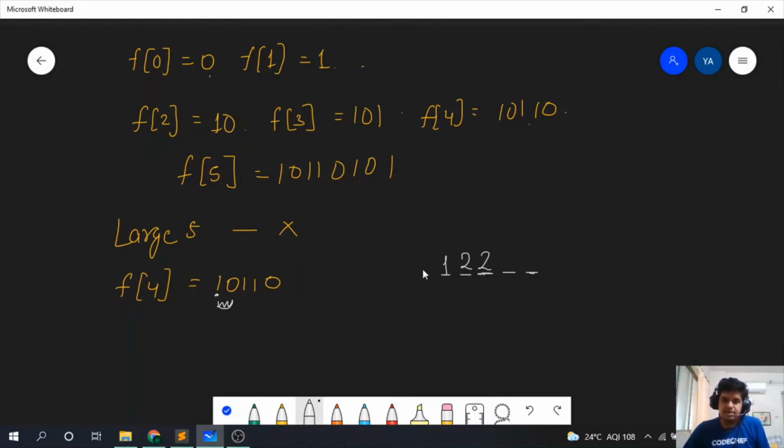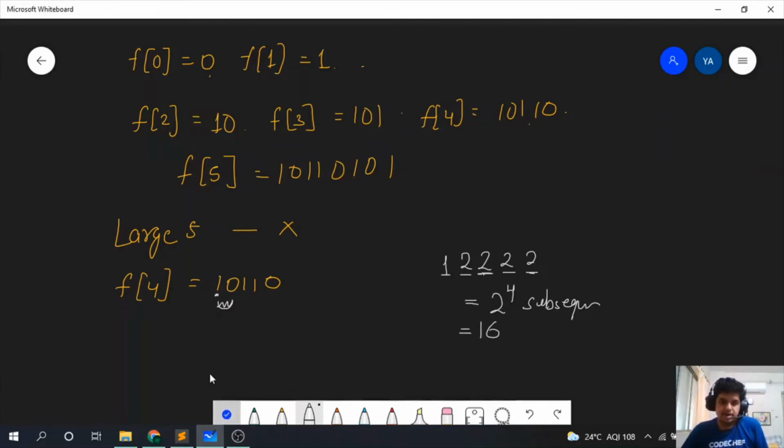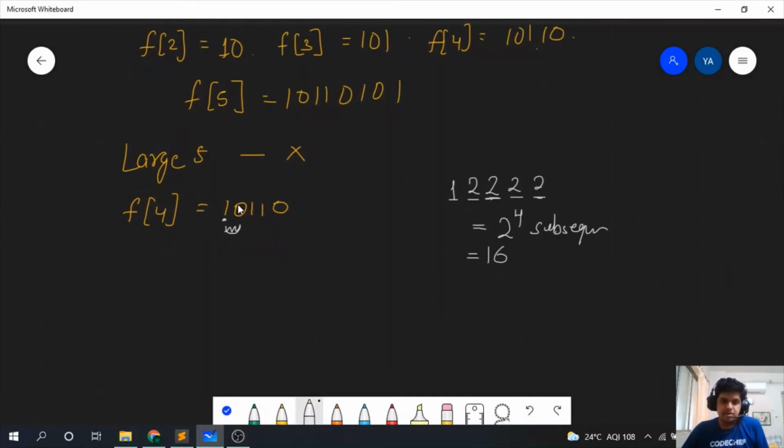So again two ways, similar for this and similarly for this. So we can clearly see that this one will occur in 2 into 2 into 2 into 2, which is basically 2 raised to 4 subsequences, right? So this one will contribute 16 to the answer. Now let us check for 0. But since 0 won't contribute anything, there is no use of checking 0.